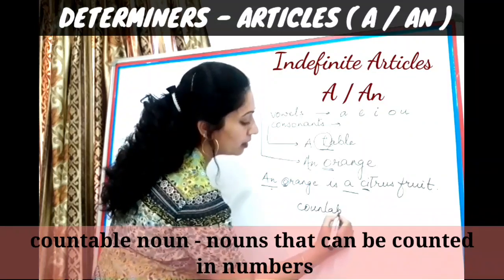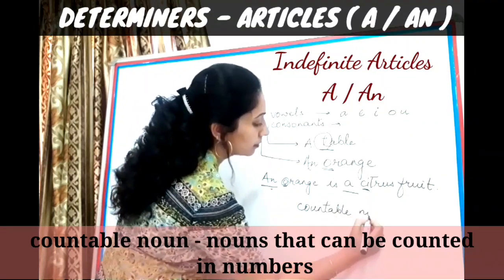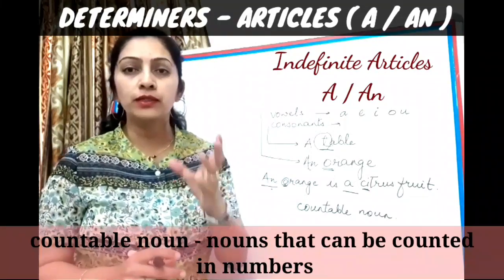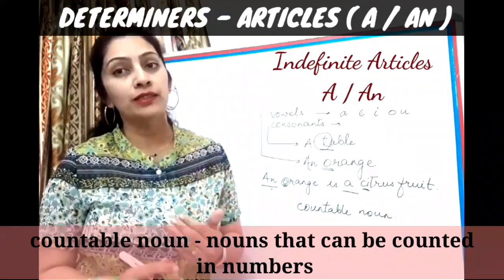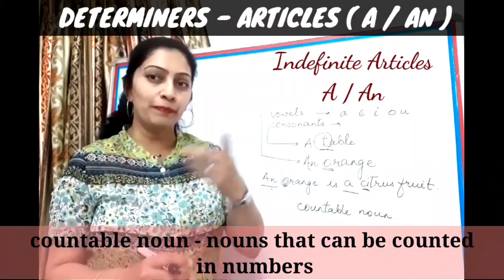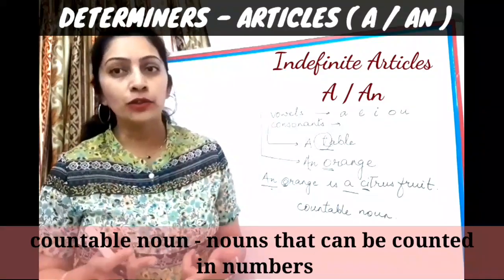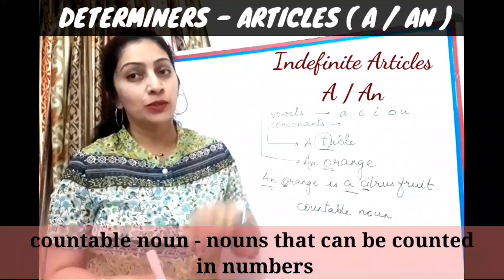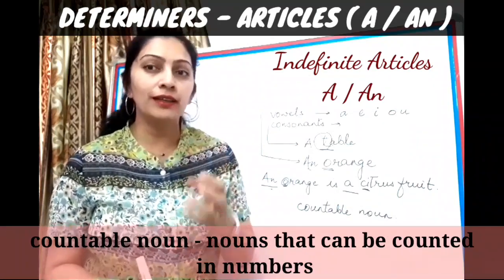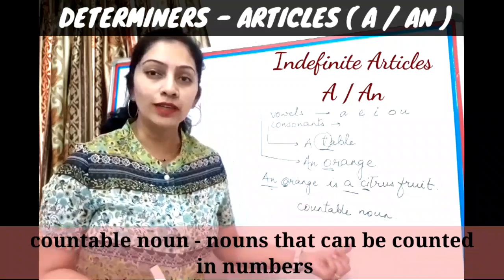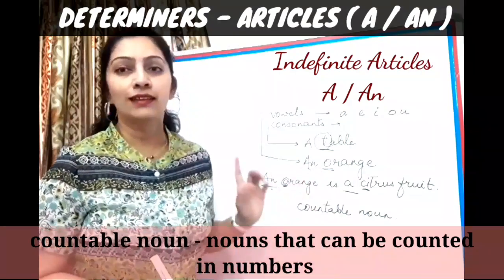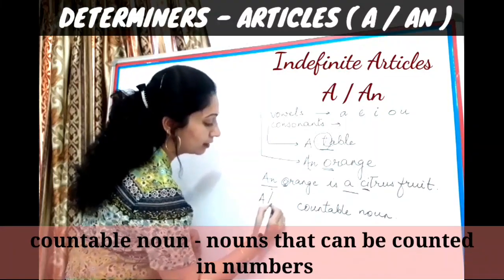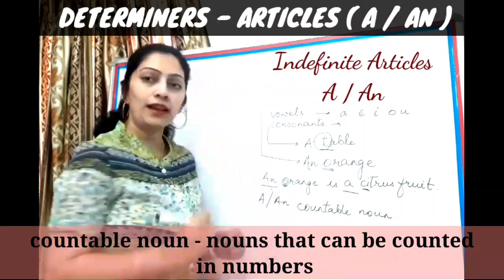You know what are countable nouns? Countable nouns are those nouns which can be counted in numbers. For example, pens. Can you count the number of pens? 1, 2, 3, 4, 5. Yes. So anything that can be counted in numbers will always have these indefinite articles in front of it, either a or an.